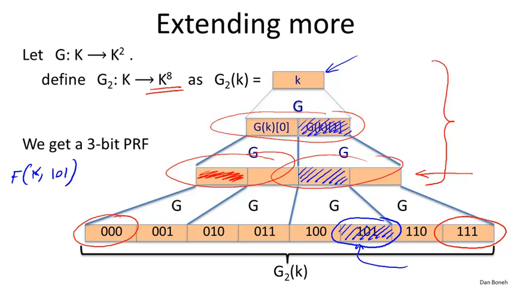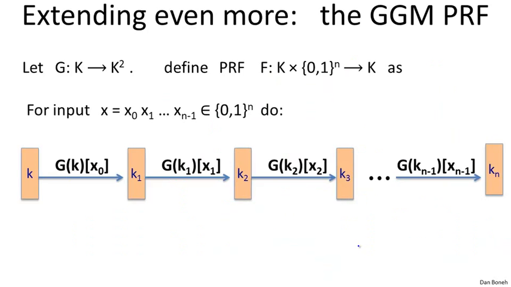Well, if it worked 3 times, there's no reason why it can't work n times. And so if we apply this transformation again and again, we arrive at what's called the GGM PRF. GGM stands for Goldreich, Goldwasser, and Micali. These are the inventors of this PRF. And the way it works is as follows. So we start off with a generator that just doubles its output. And now we're able to build a PRF that acts on a large domain, namely a domain of size {0,1}^n, where n could be as big as 128 or even more.